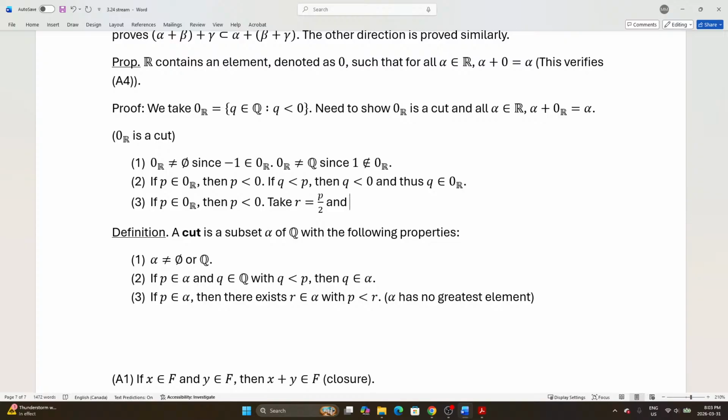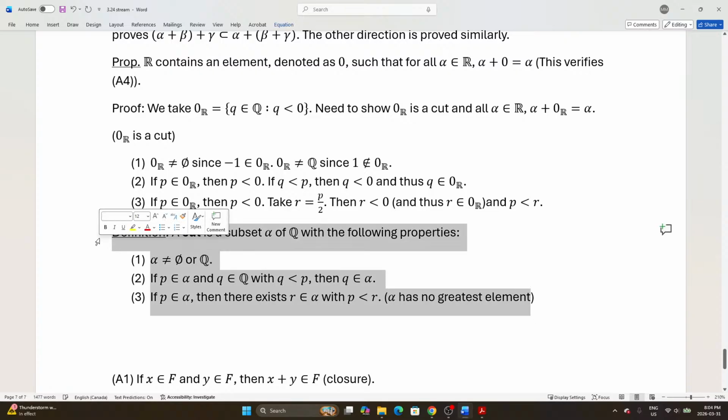then R is less than 0, and P is less than R. So R is less than 0, and thus R is in 0R with P less than R. Okay, so that's it. This is indeed a cut. Delete this.